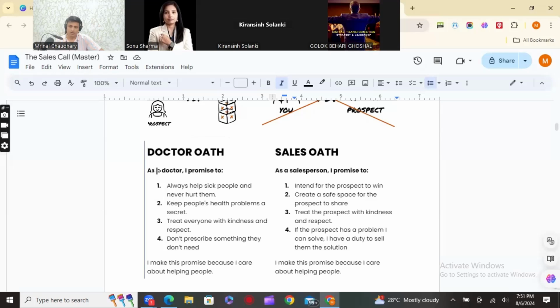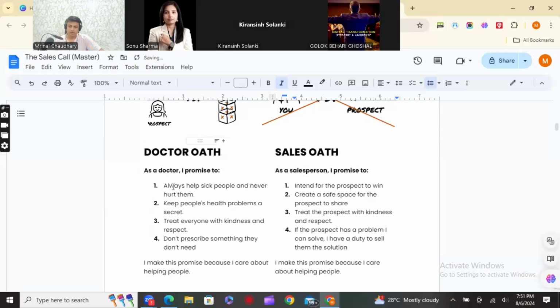So what does a doctor do? This is the oath by doctors: always help sick people, never hurt them. So what you should do is intend for the prospect to win. You should always think for the prospect to win. Keep health problems a secret. You have to create a safe space for prospects to share, so they should feel safe with you. Then treat everyone with kindness and respect. Same here, treat the prospect with kindness and respect.